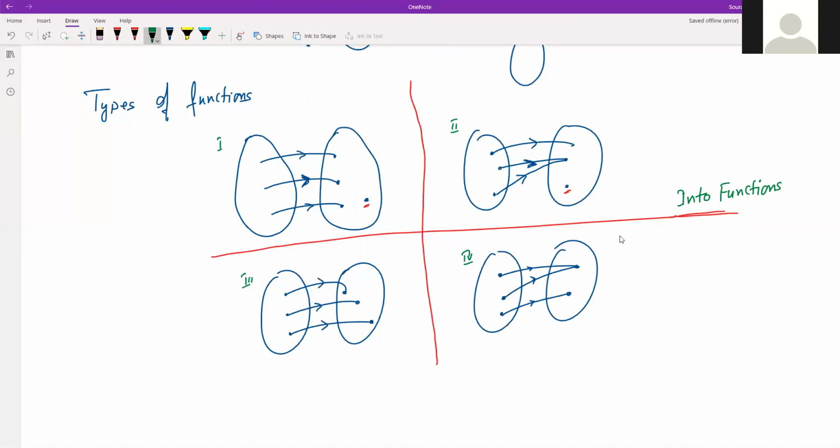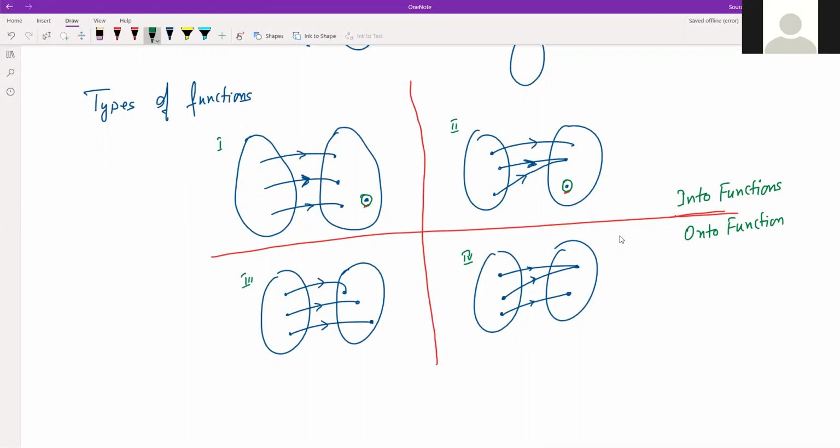So these two types are into. Into is when you have something left in the codomain without a pre-image. And here it is just opposite. All elements of the codomain have a pre-image. So here we'll say this type is actually called onto functions.